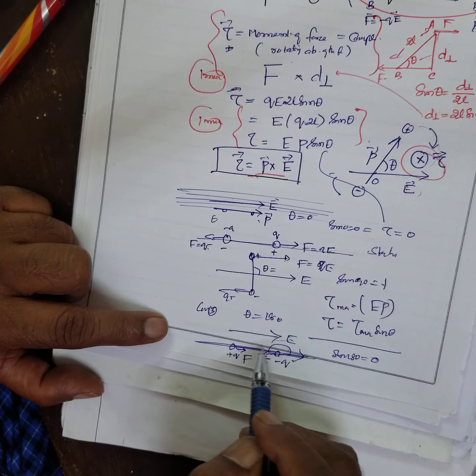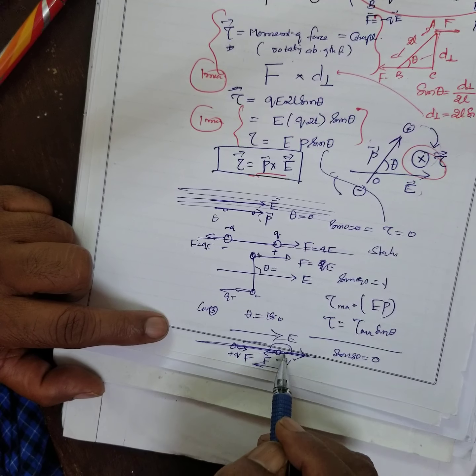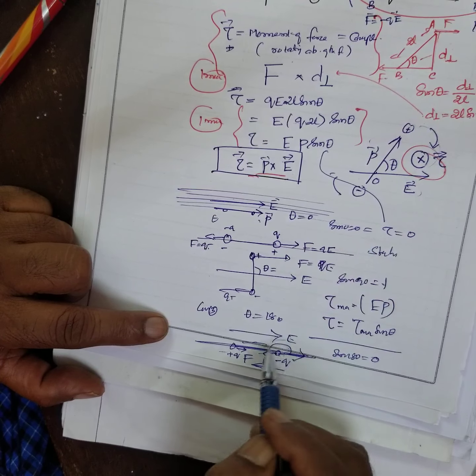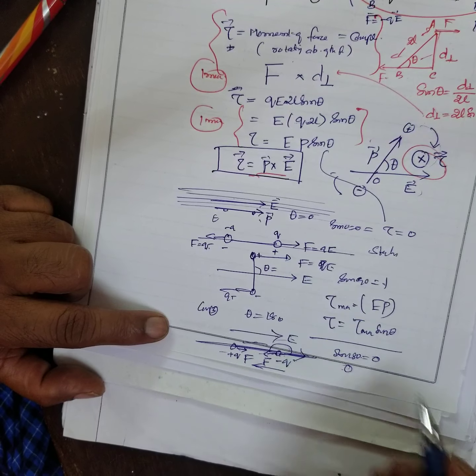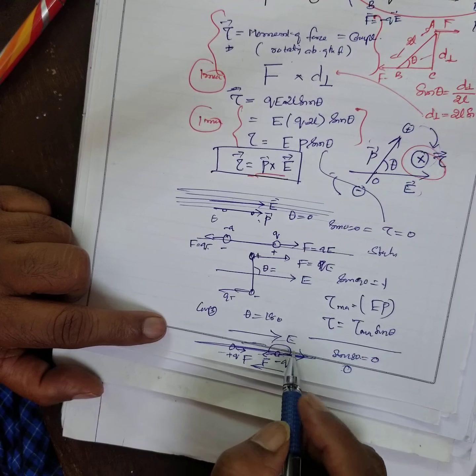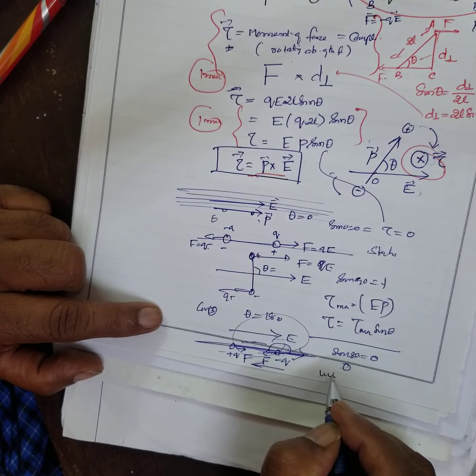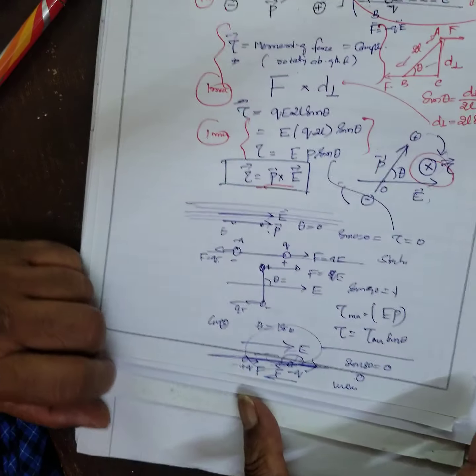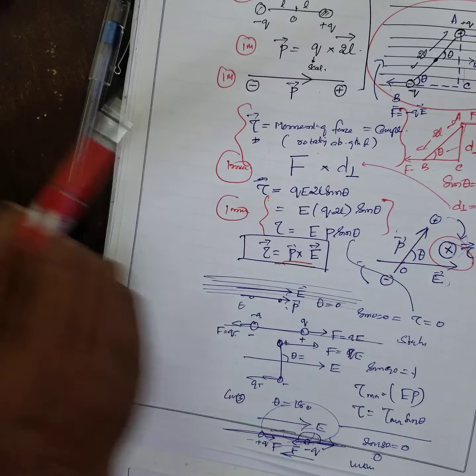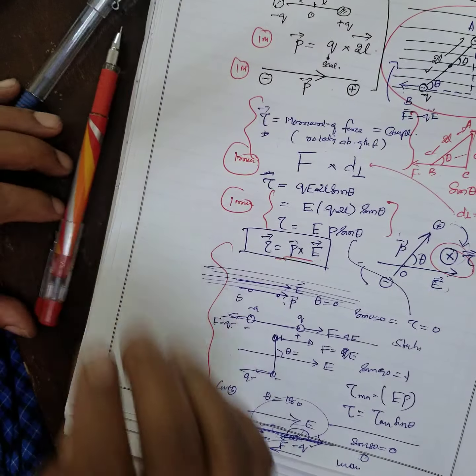The dipole moment is in this direction, negative to positive, and the electric field is in the other direction. Theta is 180, and sin 180 is 0. If it is tilted slightly, what happens? It gets reversed. Therefore, it is unstable equilibrium. Under these conditions, we have done all the 3. For 5 marks, they may ask you.